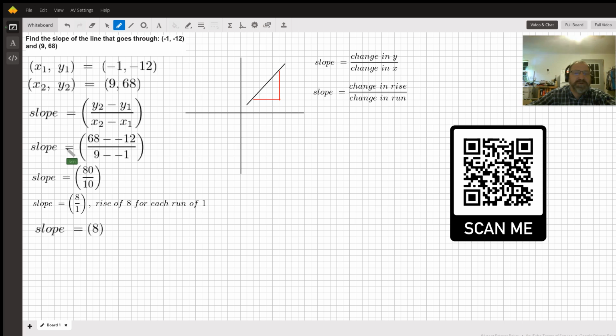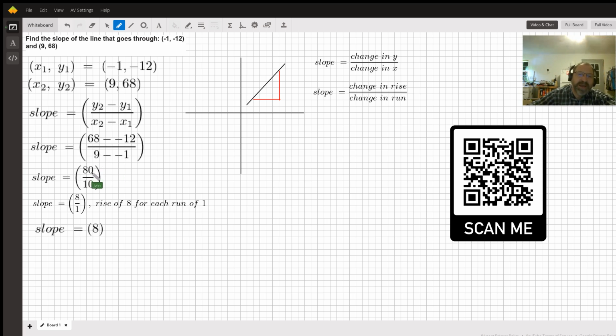So the slope: y2 is 68 minus, what is y1? -12. So 68 minus -12, over x2, which is 9, minus x1. What is x1? -1. So 9 minus -1. If we simplify, 68 minus -12 is positive 80, and 9 minus -1 is positive 10.